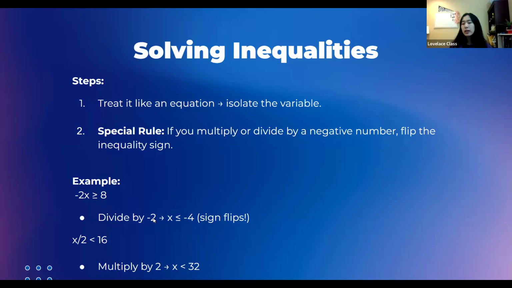But if you're multiplying or dividing by a positive number, it doesn't matter, right? Like if we have x divided by 2 is less than 16, we can just multiply by 2. We don't need to flip the sign. x is less than 32. But you have to remember this special rule when you multiply or divide by a negative number. The inequality sign flips. So remember that.